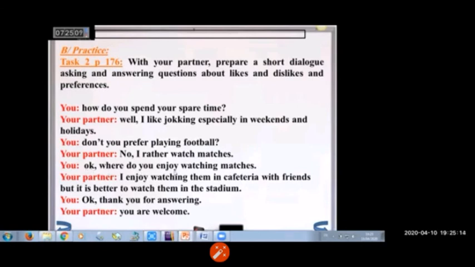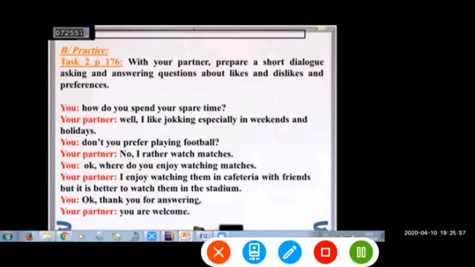Where do you enjoy watching matches? The partner: I enjoy watching them in the cafeteria or with friends, but it is better to watch them in the stadium. Here, look, after enjoy, what do we have? We have gerund. It is better to watch: infinitive with to. With to, excellent. Okay, thank you for answering. You are welcome. Okay, this is a sample about how to use words expressing likes, dislikes, and also preferences.